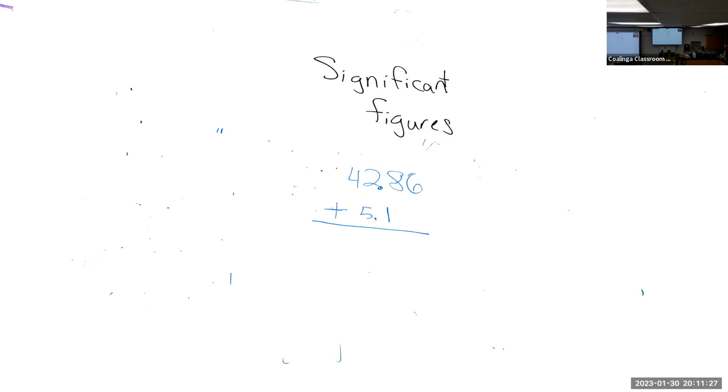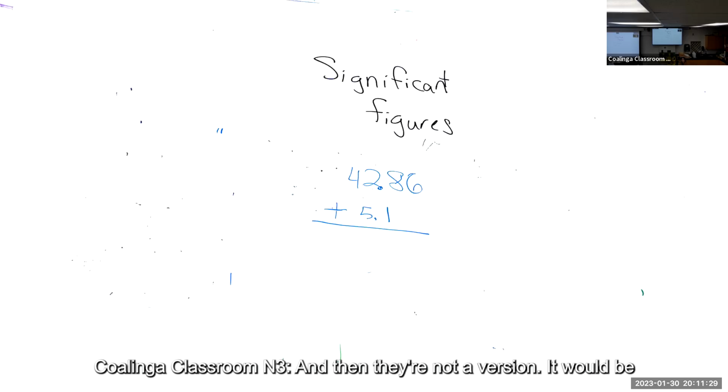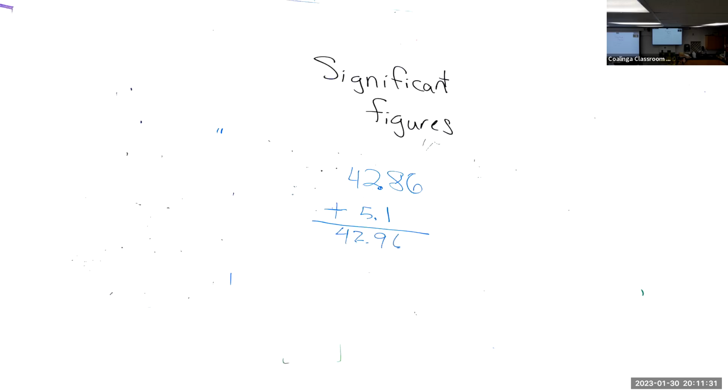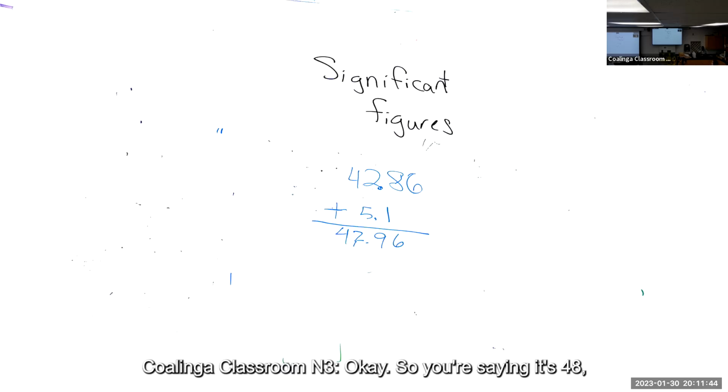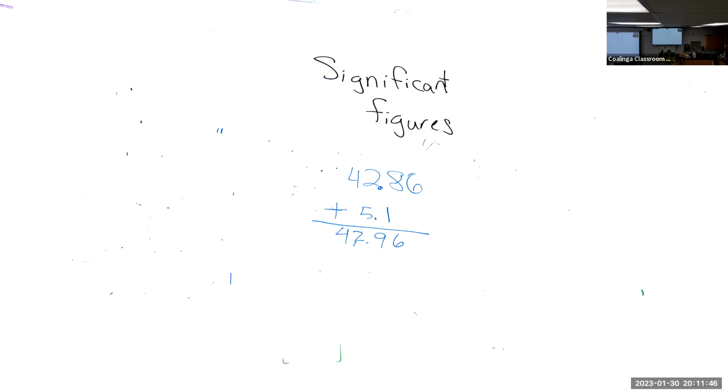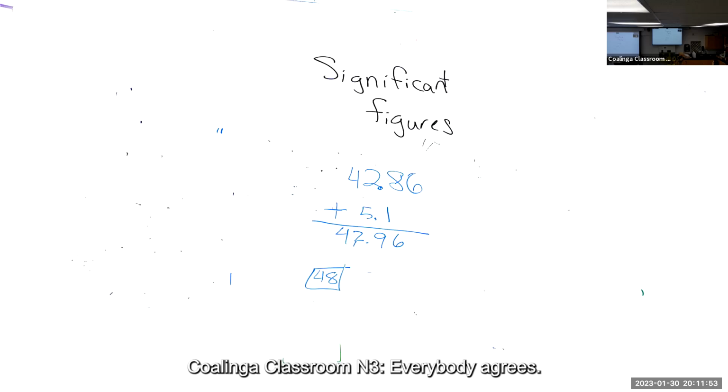47.96. And then the rounded version would be 48. Okay, are you sure? Yeah. Don't put money on it? Why not? Well, you should. Okay, so you're saying it's 48. Let's see what the answer is. Very confident. Is it 48? Everybody agrees. Put money on it. Yes.